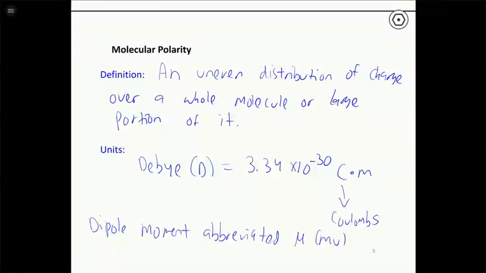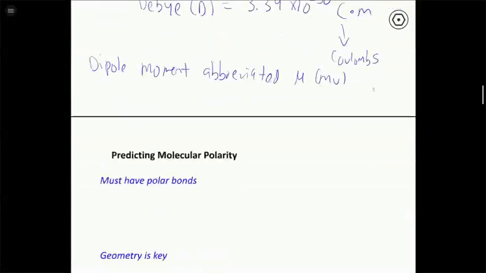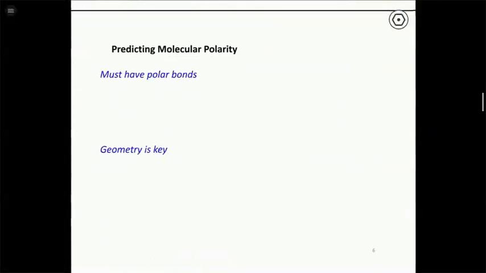All right, so that's some information about molecular polarity, but again, we're not going to deal with the quantitative aspect of it. What we are going to deal with is predicting molecular polarity, looking at a compound and saying, is this polar or is it not? That's going to be the primary goal of what we have to do on homework and exam problems related to this. There are some criteria that we need to keep in mind when predicting whether a molecule is polar or not. The first one is that it has to have polar bonds.